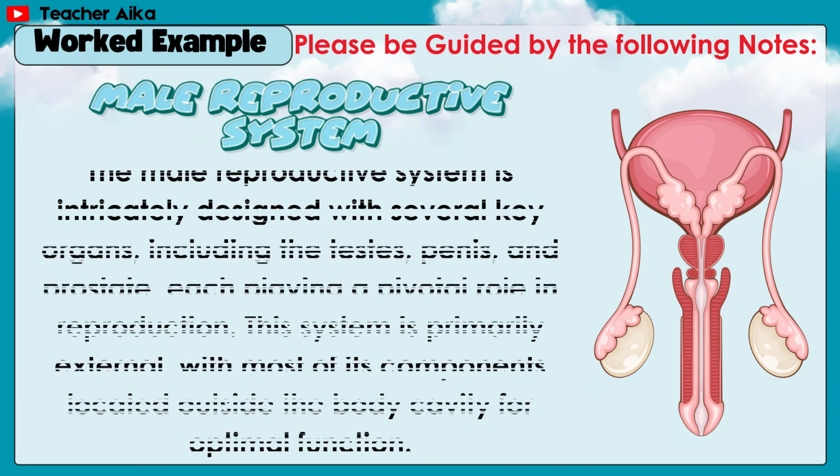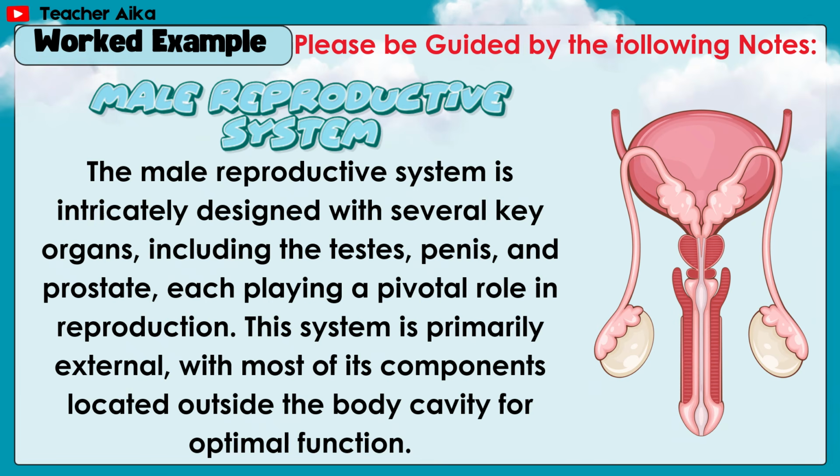Male reproductive system. The male reproductive system is intricately designed with several key organs, including the testes, penis, and prostate, each playing a pivotal role in reproduction. This system is primarily external, with most of its components located outside the body cavity for optimal function.